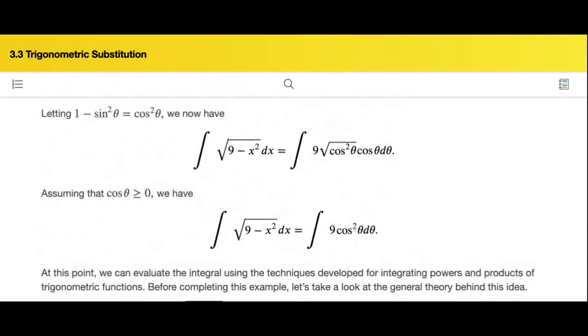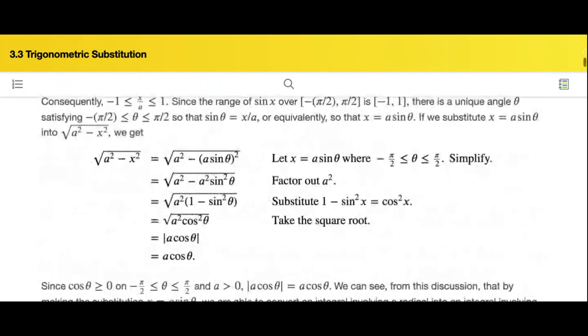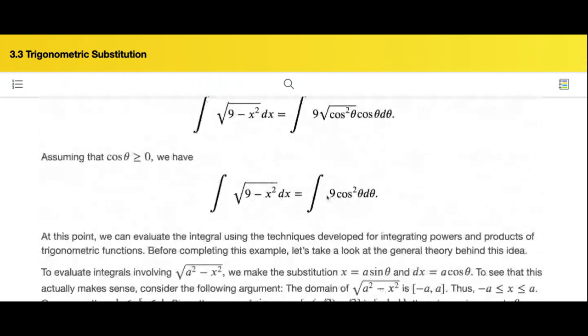Cosine, oh, I think this is a typo. There's no more square here. No more square, just cosine theta. So when we anti-differentiate that, we just get 9 sine theta, right? Plus a constant. And then, that's it.